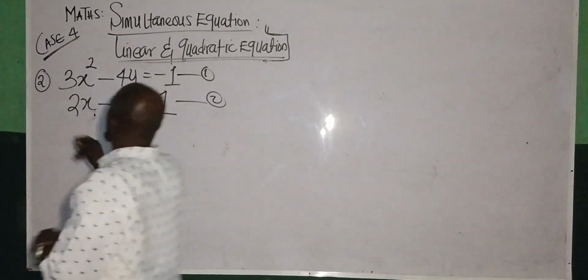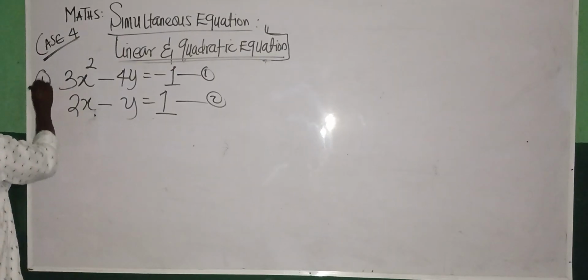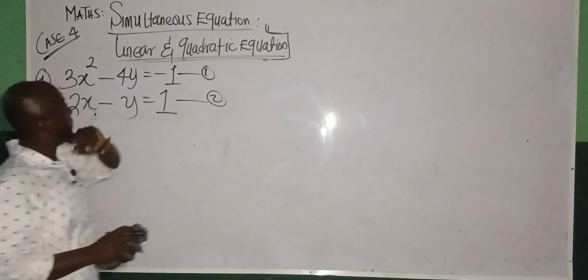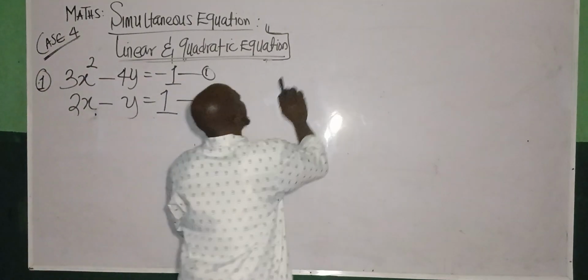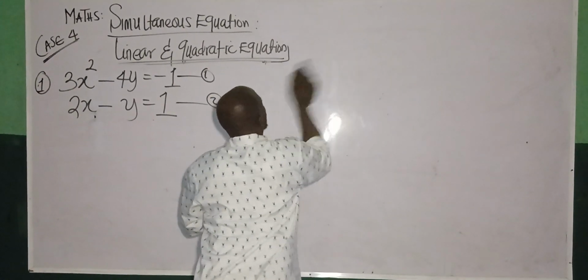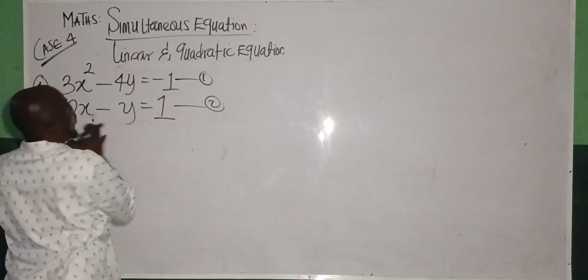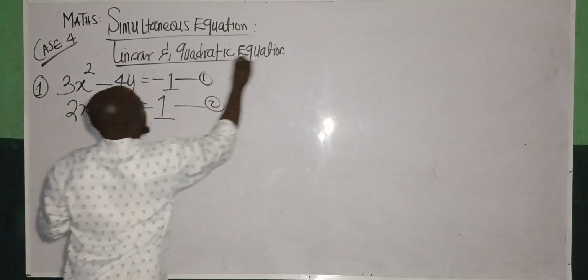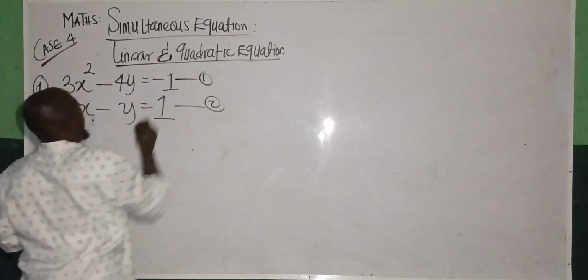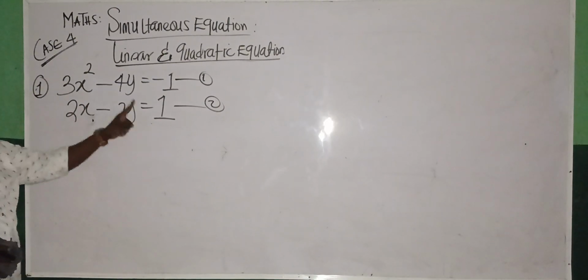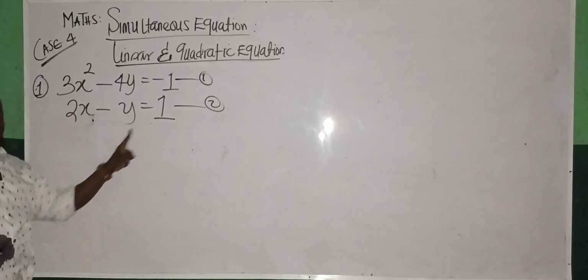All right, we want to solve one linear and one quadratic equation. So what do we know for linear? Anything linear is where the power of x is equal to 1. So watch this. This is the linear because the power of x here is 1. So here is the linear.